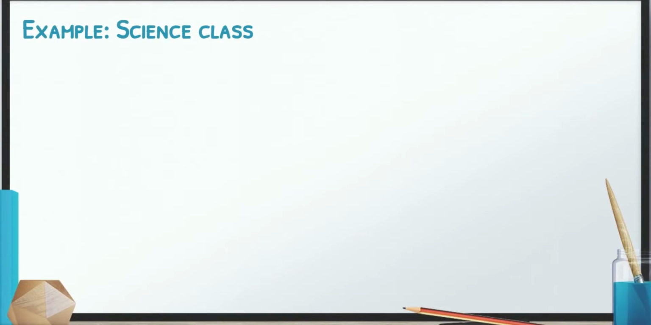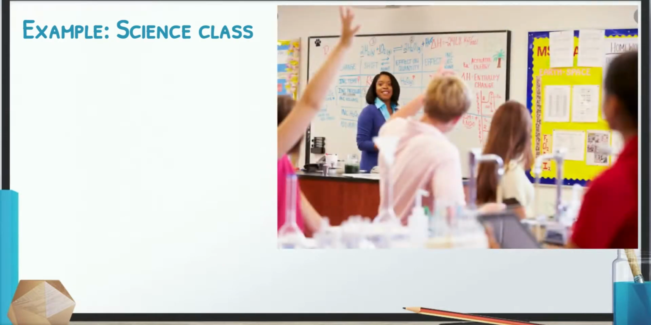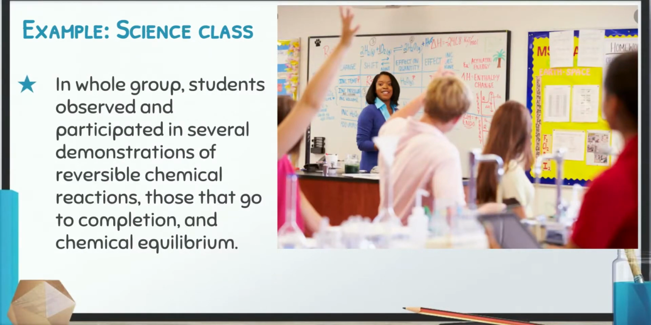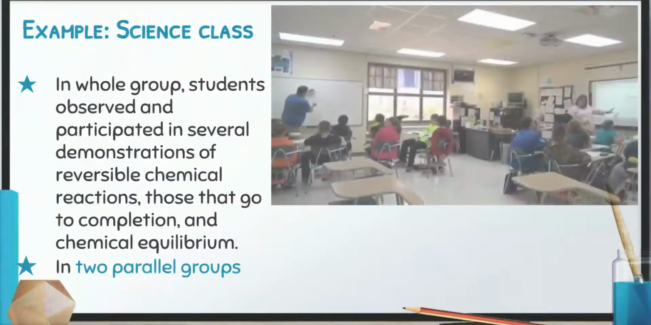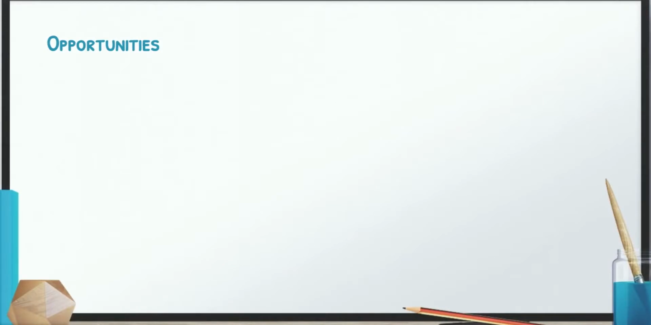Let's look at another possible use of parallel teaching, this time in a science class. It could start in a whole group, where students have observed and participated in several demonstrations of reversible chemical reactions, those that go to completion and chemical equilibrium. Then the teachers split the group in half. One half on one side of the room faces the special ed teacher, for example, and the other half faces the general ed teacher.